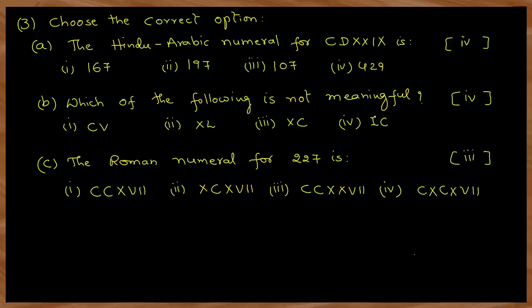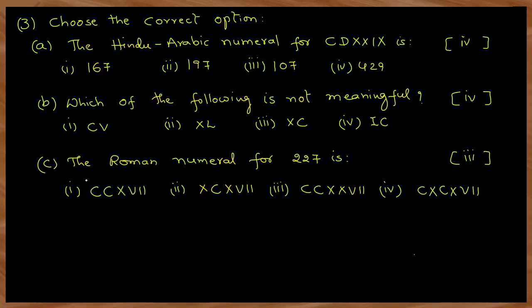Next, which of the following is not meaningful? Meaningful means it follows the rule. CV. CV means what here? 100 plus 5. It is correct only. 105. XL means what? 50 minus 10. You can subtract 10 from 50 and from 100. So this is 40. XC means you can subtract 10 from 100 also. So this is 90. But you should not subtract 1 from 100. You should subtract 1 from 5 and 10 only. So this is the not meaningful number. So 4 is the error.